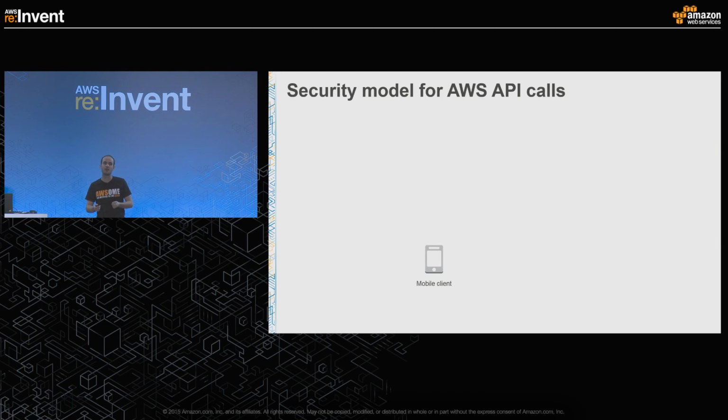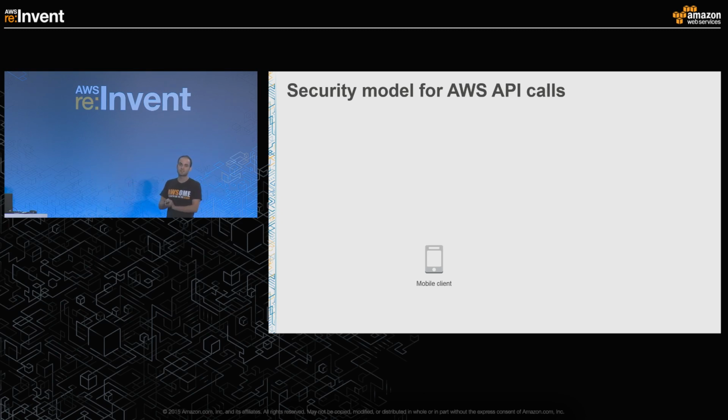Now, if we do an API call against AWS, this one always needs to be authenticated and secured. For this, we have a service called Identity and Access Management, which allows us to get access keys and secret access keys to make those API calls. Now, obviously, you never want to hard code those credentials within your application.